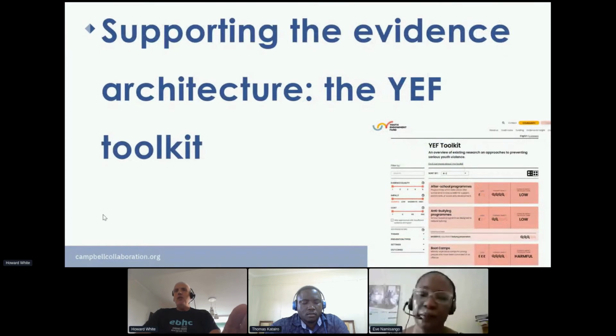So we work with a number of what are called What Works centres in the UK. What Works centres promote policy across the UK, sometimes just England, sometimes Scotland, and so on, in a broad range of policy areas. And the one I'm going to talk about right here is youth offending, and then Thomas is going to be talking about youth employment.